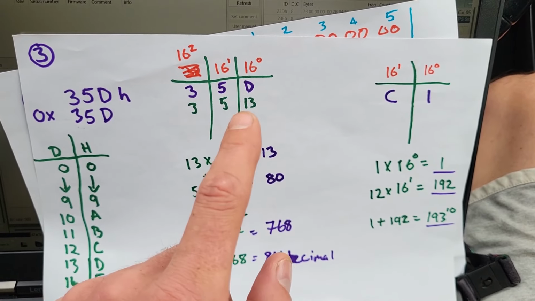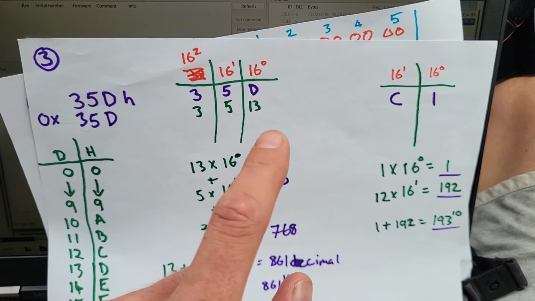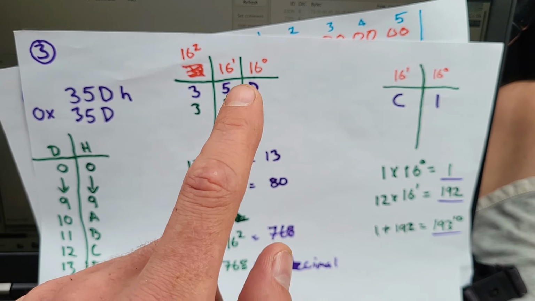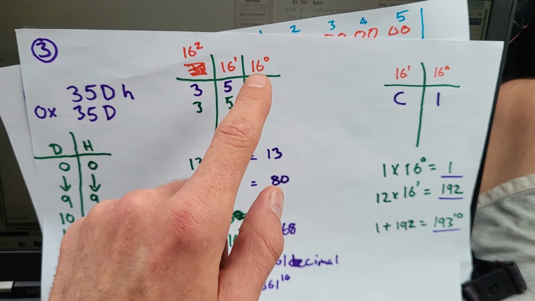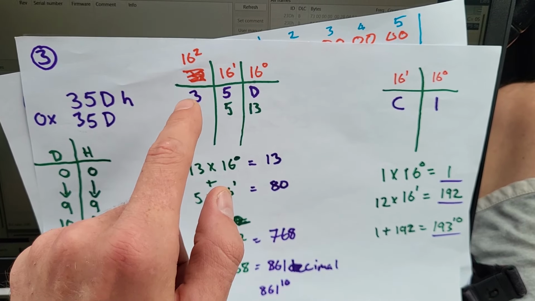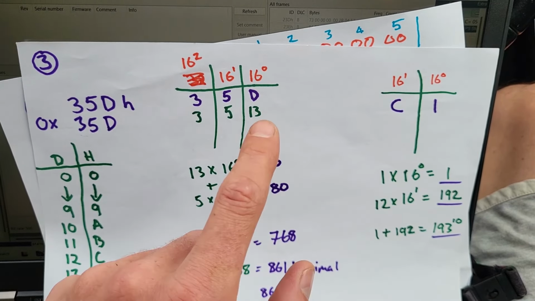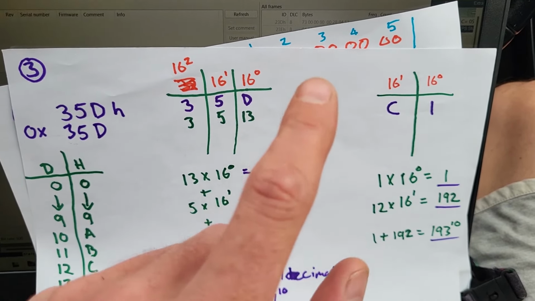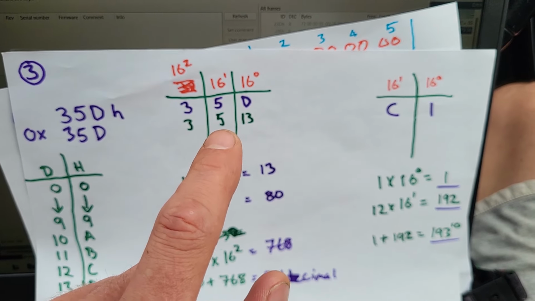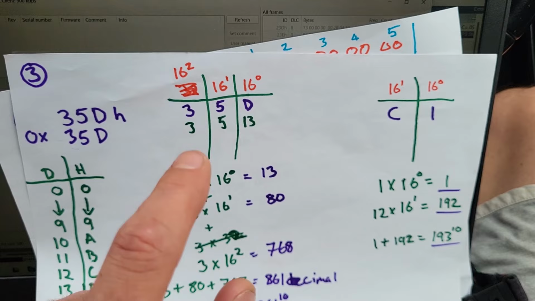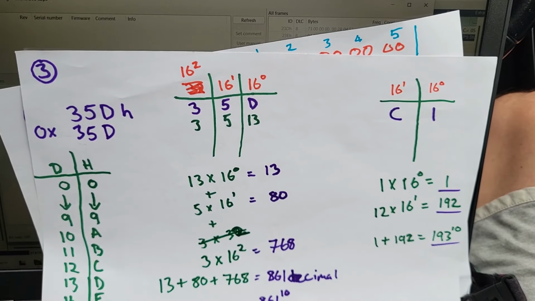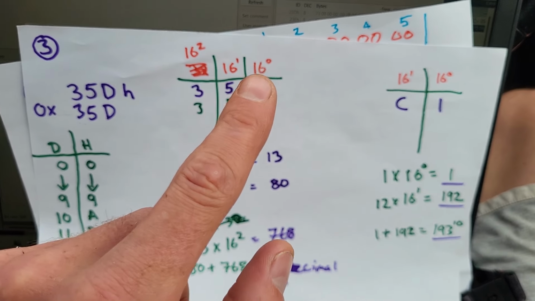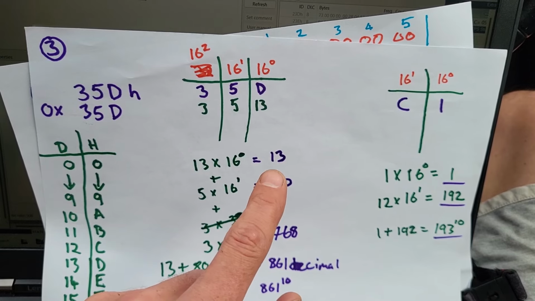So let's put this into a table. You do a similar table like this if you're converting from binary with a 1, 2, 4, 8 column, but we're using hexadecimal, so we've got a base, a 16 to the power of 0, 16 to the power of 1, and a 16 to the power of 2 column. So I've got my D, which is also, if we convert it, 13 in this column, and then I've got 5, 3.